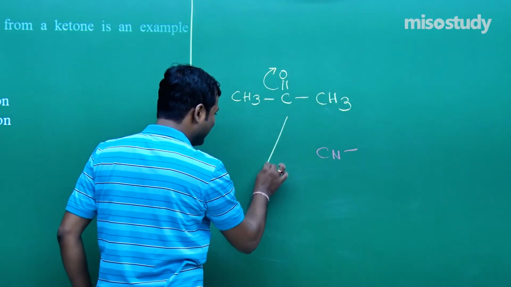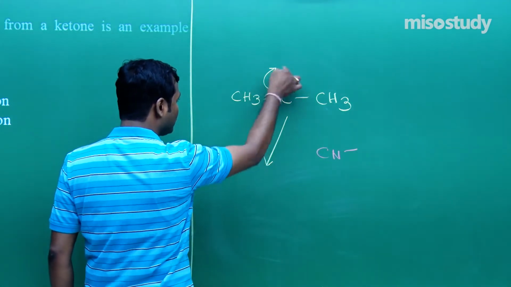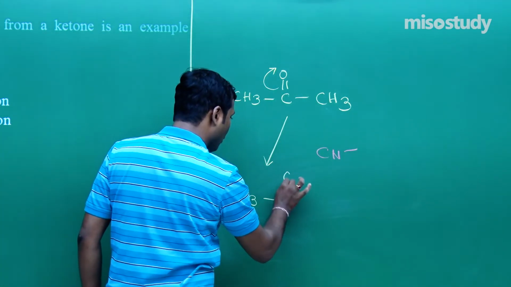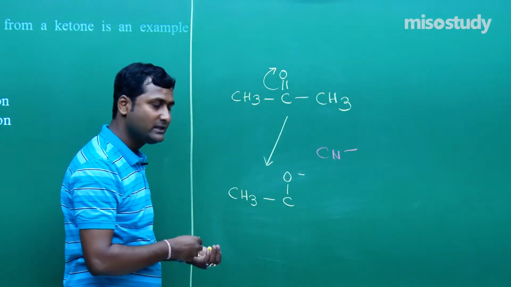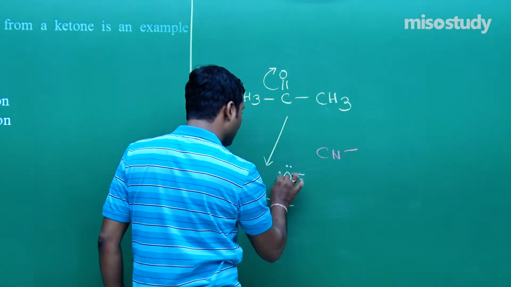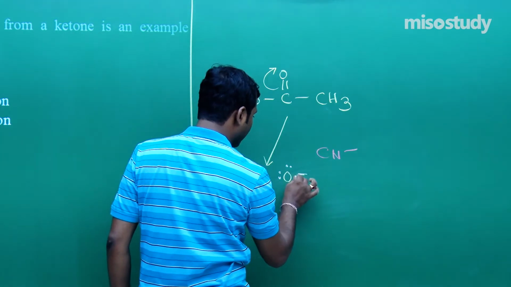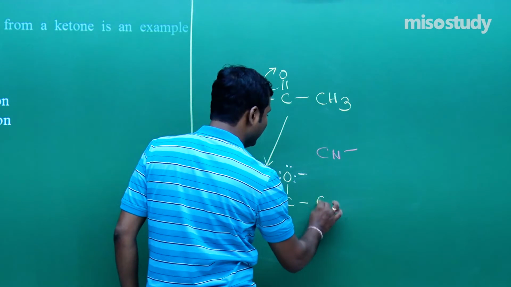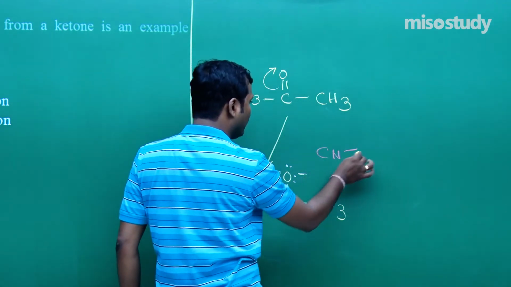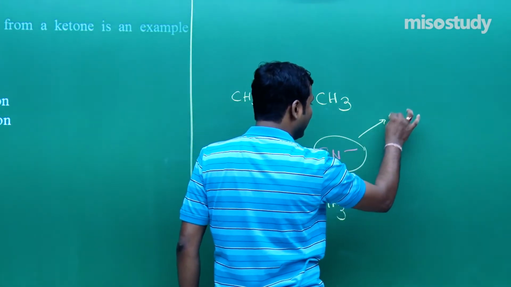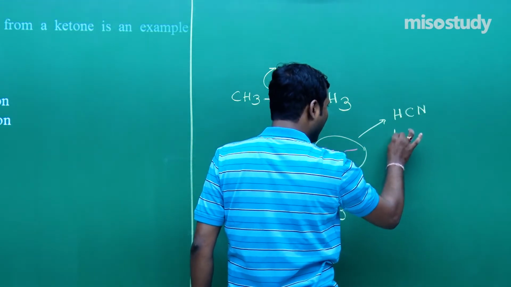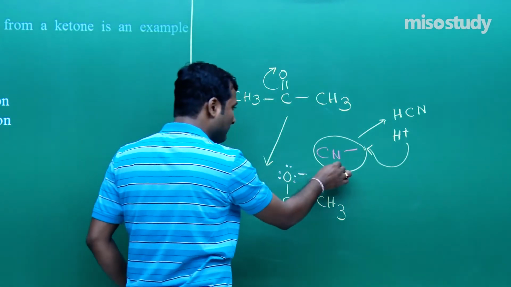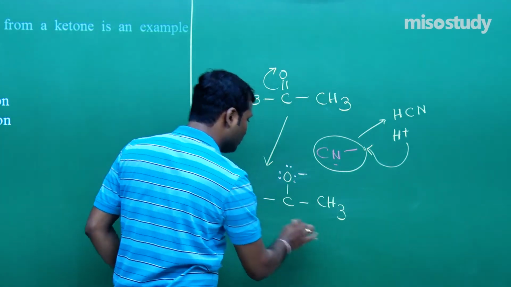Now check the things very carefully. If this moves here, it can be written like this, CH3 O minus. Am I right? Yes, sir. Now it is CH3, and when treated with HCN, it gives you H plus and CN minus here. Now, this CN minus is a nucleophile.